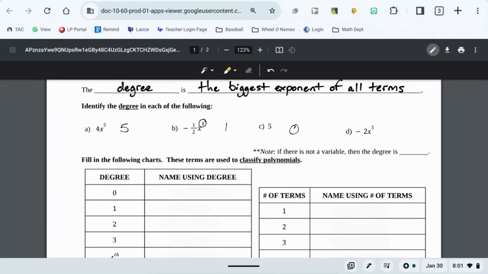And in letter D, we have negative 2x to the 3rd. Again, the degree is 3. Note, if there is not a variable, then the degree is 0.